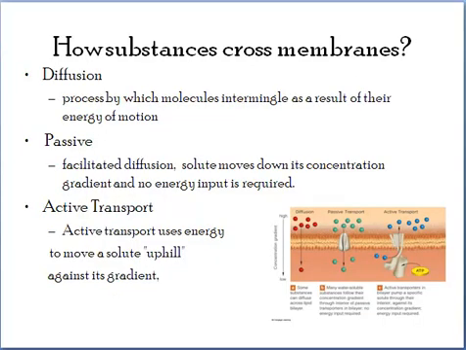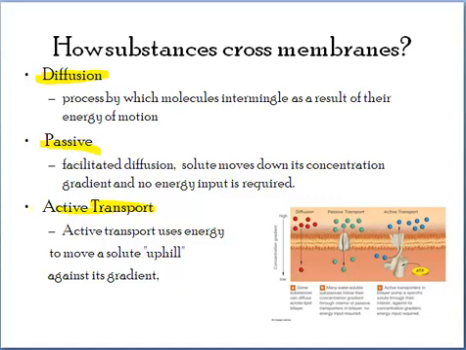Now, before we go into the metabolic process, we just want to go over a little review about how substances cross the membranes. Substances cross the membranes, whether they're plant or animal cells, by three main processes. The first one is diffusion, the second is passive transport, and the last is active transport.